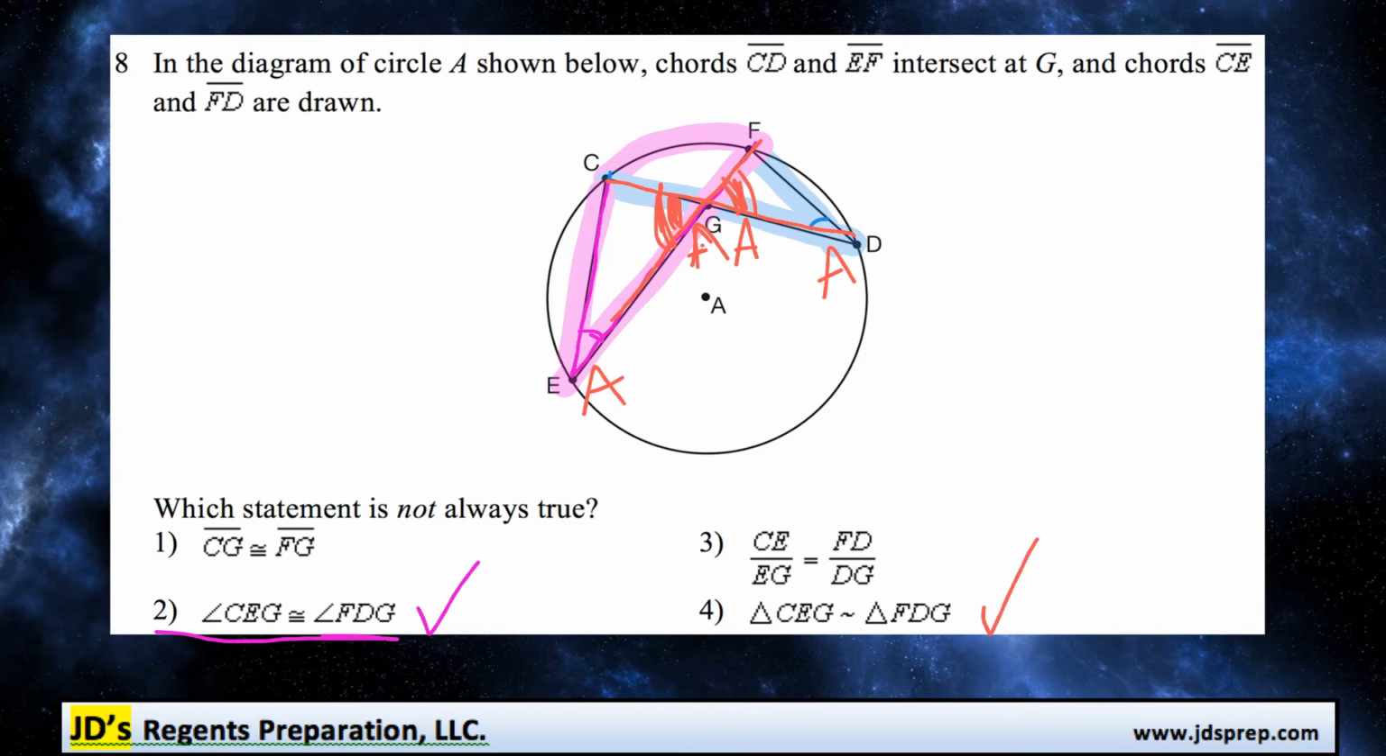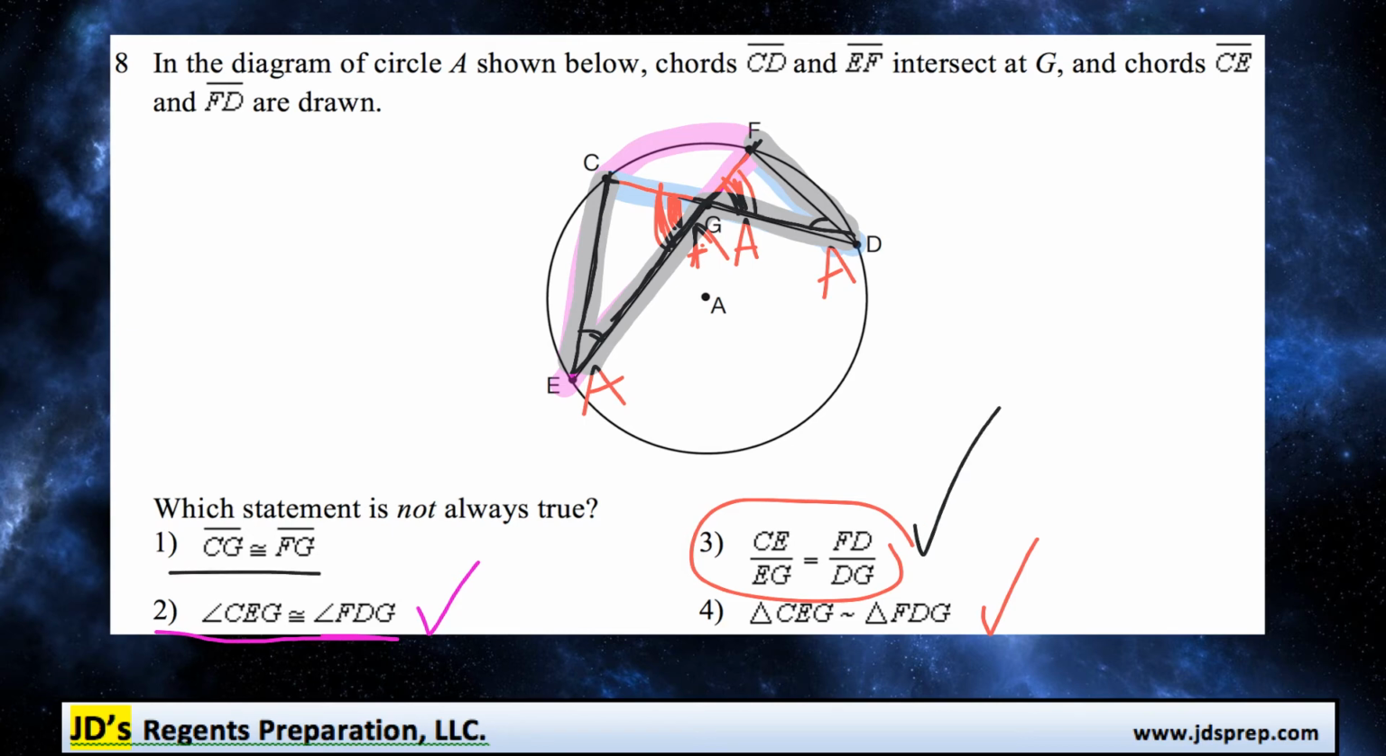And because we know that, the relationship here, the ratio of CE over EG is going to be equal to the ratio of FD over DG. And again, we know that's going to be the case because these are two similar triangles. So we're left with option number 1.